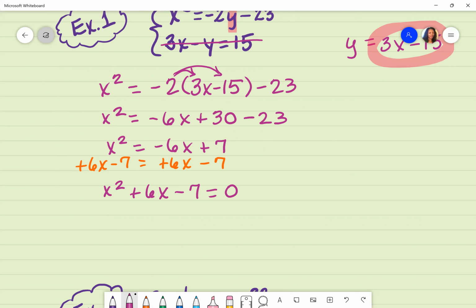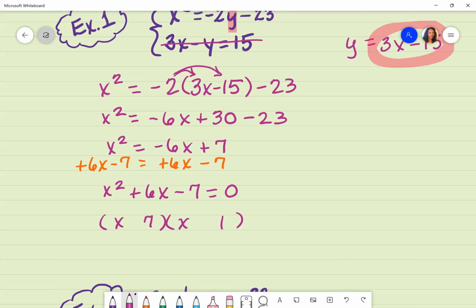So for factoring purposes, I want to look at what times what will give me this x squared. Well, that's easy. That's simply x times x. Next, I want to look at c. If there was a number in front of x squared, I would multiply those two together. So the number in front of x squared is understood to be 1. So 1 times -7. What are the factors that will give me -7, but they would add to equal +6? Well, 7 is a prime number, so I know that the factors are 7 and 1.